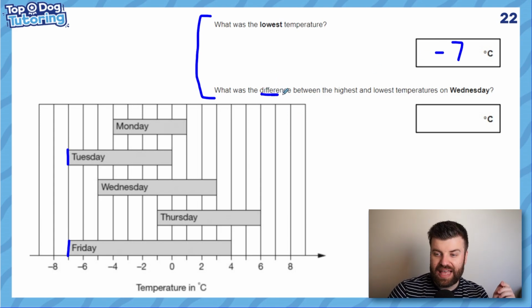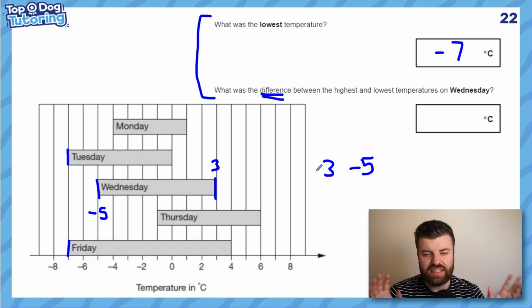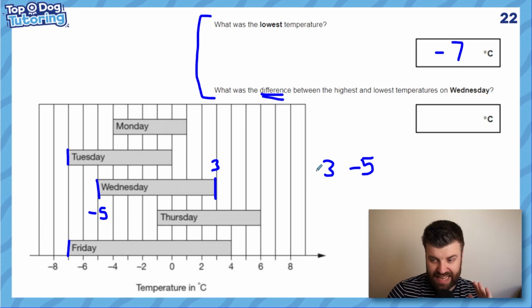And here again, look, we have what is the difference. Did you notice it? What was the difference between the highest and lowest temperatures on Wednesday? The highest temperature on Wednesday was 3. The lowest temperature on Wednesday was -5. We want the difference between 3 and -5. Now, why is it bad to draw it in this order? Because whenever we're finding the difference between two numbers and one is a negative number, it's always good to do a number line. Now think, what's the biggest number out of 3 and -5? Well, the largest number is actually 3. 3 is warmer than -5.